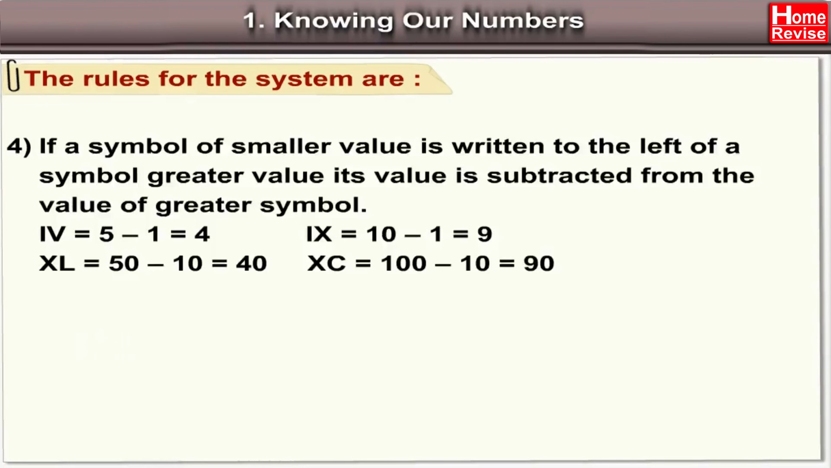Number 4. If a symbol of smaller value is written to the left of a symbol of greater value, its value is subtracted from the value of the greater symbol. Here again we'll use some examples. IV. IV is 5 minus 1, that is 4. IX. IX is 10 minus 1, that is 9. XL. XL is 50 minus 10, that is 40. Tell me about XC. Correct. 100 minus 10, that is 90.